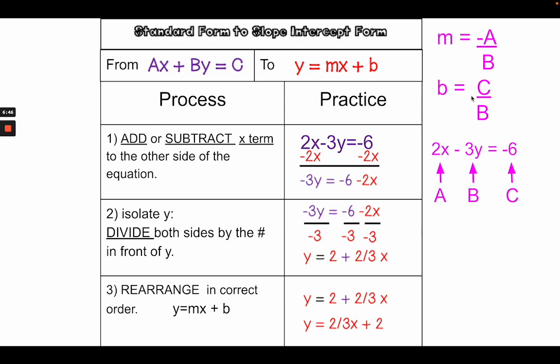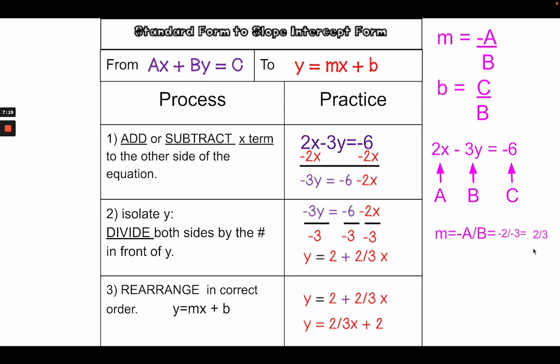If you plan to use the formulas instead of using this conversion process, I just ask that you show all of your work. So this is what I'm expecting you to write. Okay, so for your m, we know that m is equal to negative a over b. And in this case, a is 2, so negative a is going to be negative 2, and b is equal to negative 3, so it becomes negative 3. Negative 2 divided by negative 3 becomes positive 2 over 3.